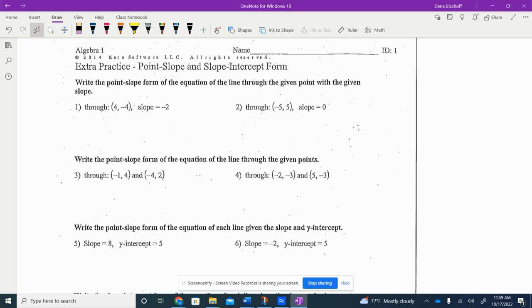Okay? All right. So you guys have 1 through 24. And then I'm going to go grab your interactive practice really fast. I sent it to the printer.